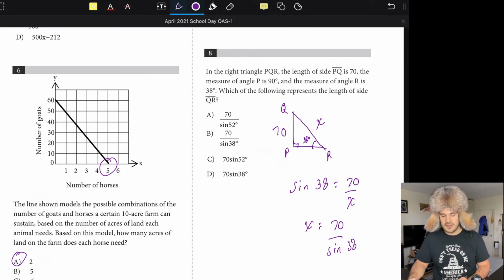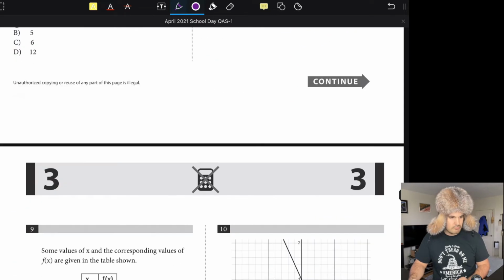All I did was solve for x. And that gives us answer choice B. Cool.